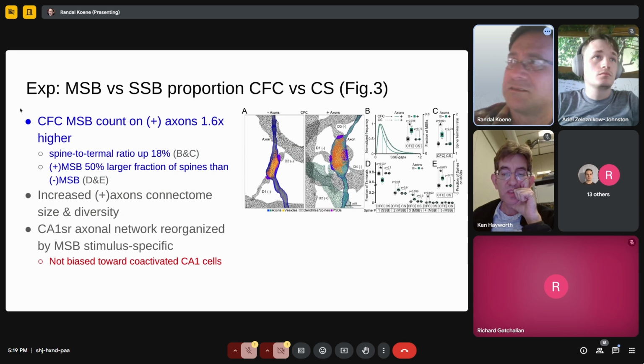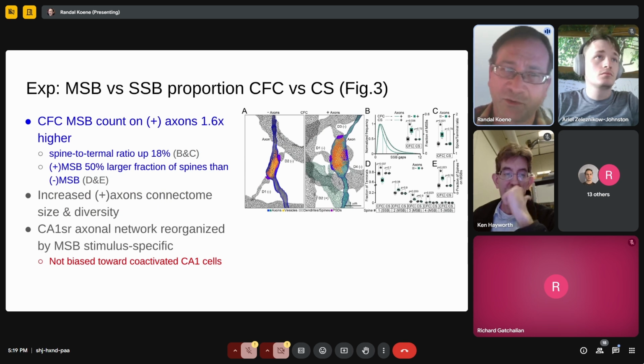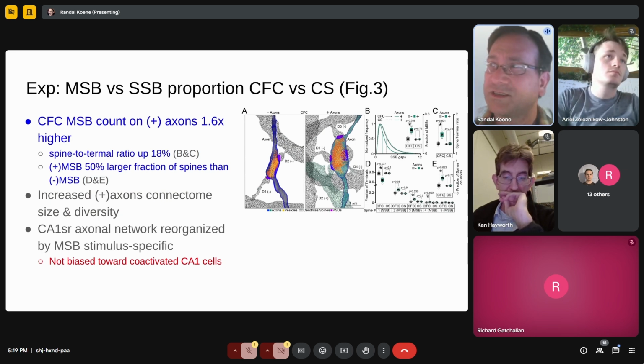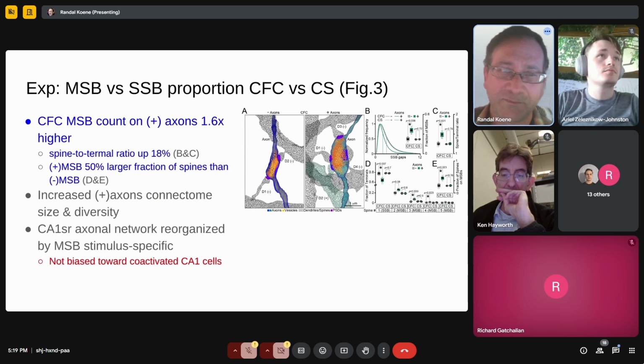The next thing they did is to look at multisynaptic bouton and single synaptic bouton proportions, again in CFC versus CS.